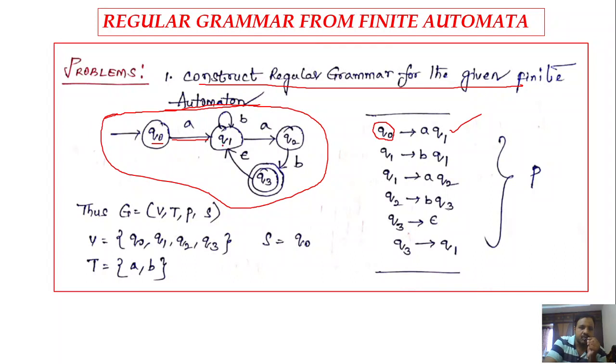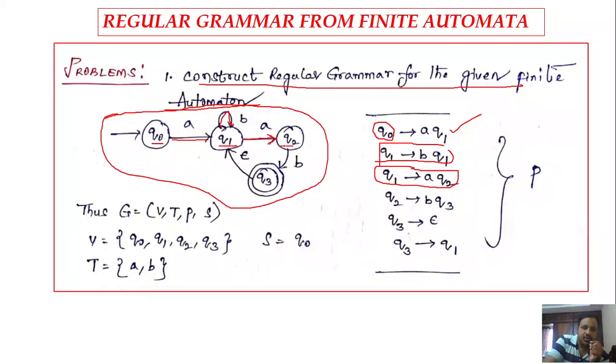So next go to the state Q1. Q1 has transitions on small b and small a. How do we write them? Q1 on b goes to Q1 only, so Q1 denotes bQ1. Next we have a transition from Q1 on a towards Q2. So Q1 denotes aQ2. Okay.